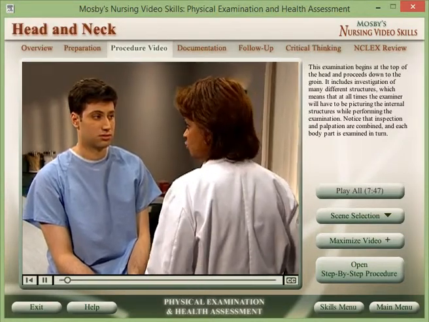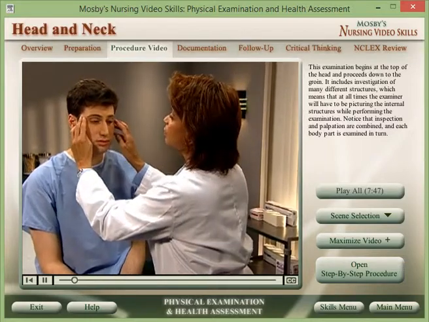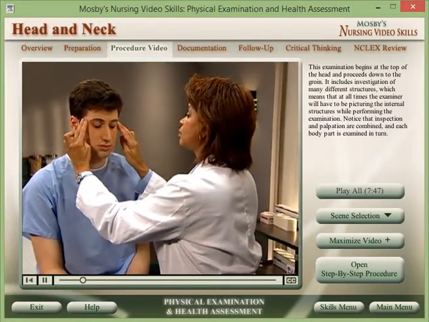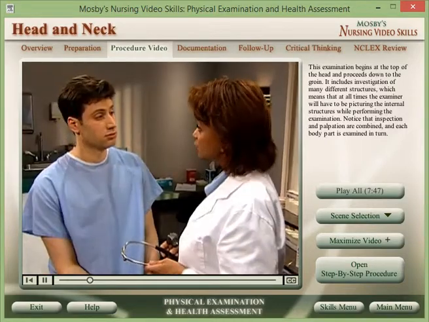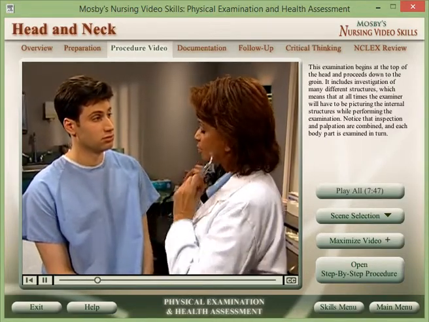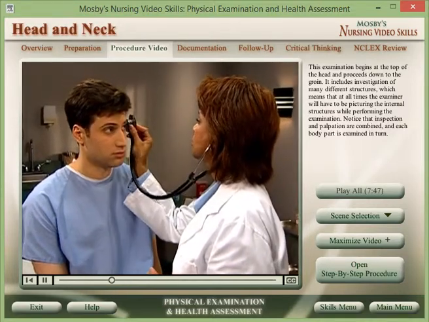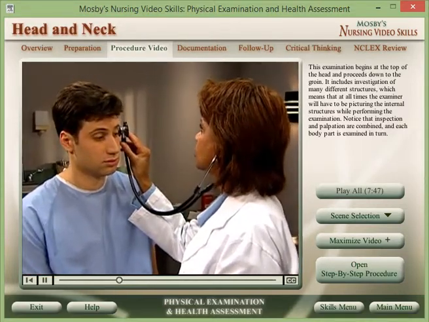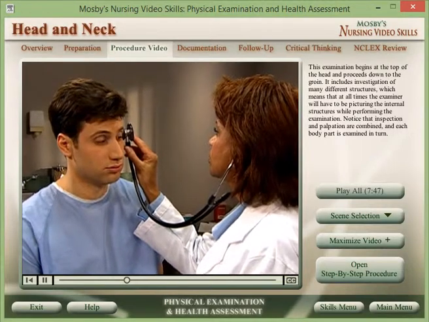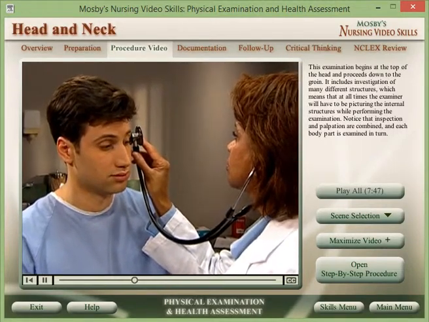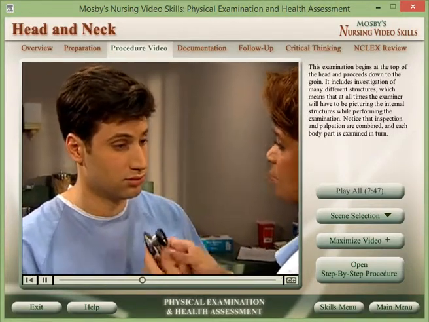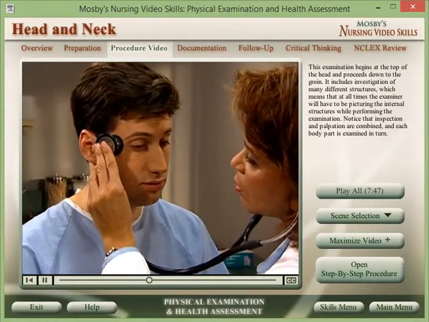Then palpate the temporal arteries, which should have no thickening, hardness, or tenderness. I'm going to listen to your arteries too. If you suspect a vascular anomaly in the brain, use the bell of your stethoscope to auscultate the temporal area. You should hear no bruits on either side.